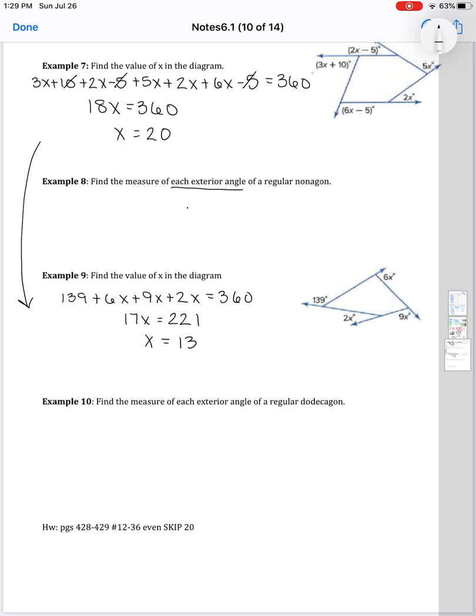Let's just jump down to 9. We'll do that one next. So now we have 139 plus 6x plus 9x plus 2x equals 360. So we get 17x equals 221, and x is equal to 13.